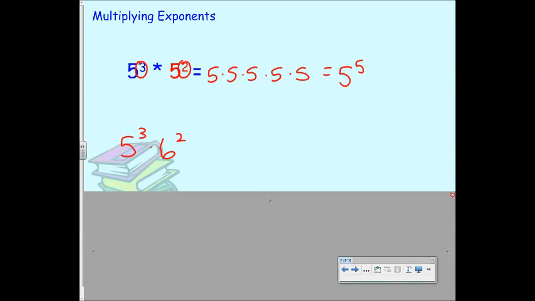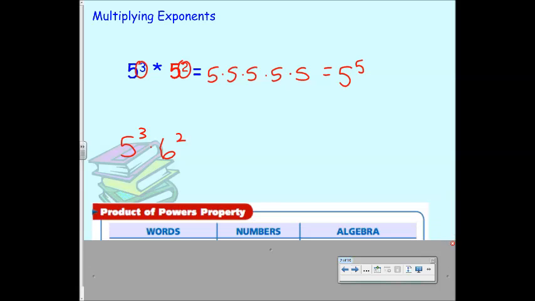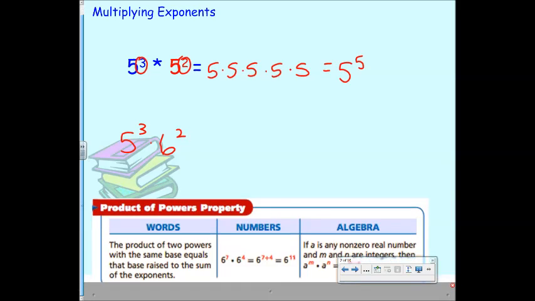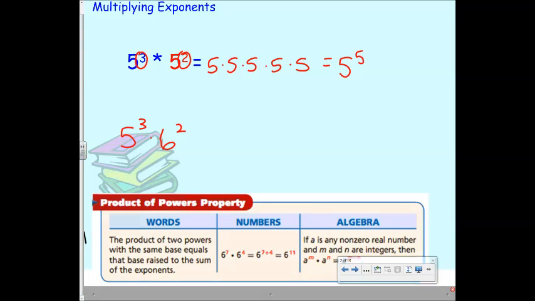Okay, does that work if you had something like this? No, why not? They don't have the same base. So you can add together the exponents as long as they have an equal base. All right, so as long as the base is the same, you can add together your exponents as a shortcut.